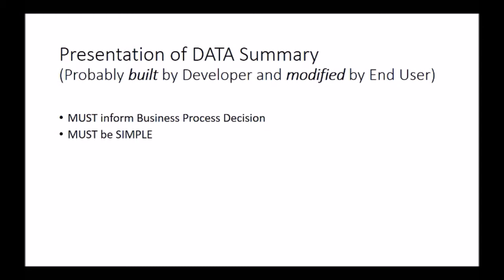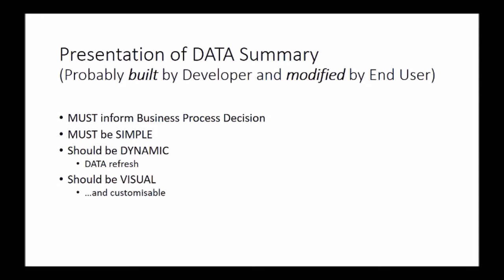I'm not saying simplistic, but it must be simple to understand, and it must clearly highlight the differences between the objects being compared. Should be dynamic, should be able to refresh based upon new data, and it should be interactive so it can be edited by the end user. Ideally it should be visual, much easier to compare two things in a chart than two numbers or 100 numbers in a grid.